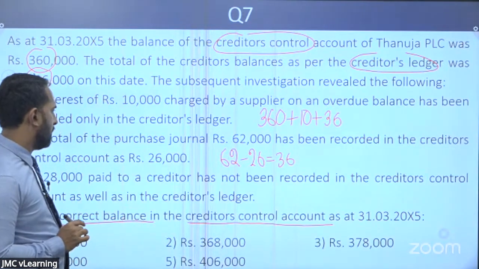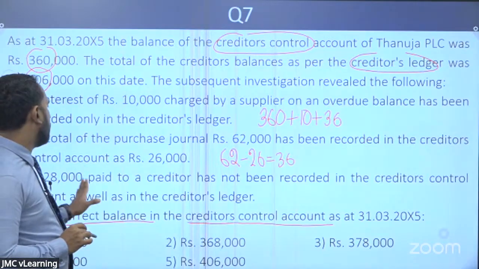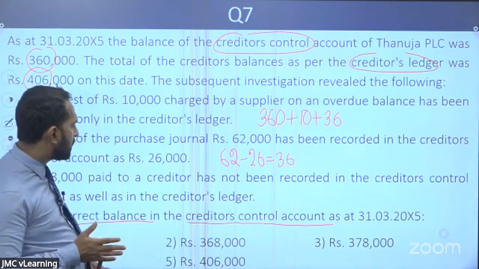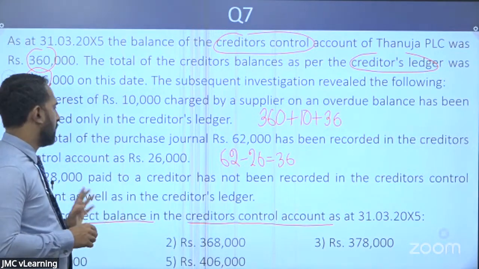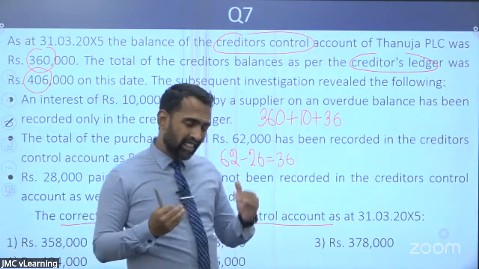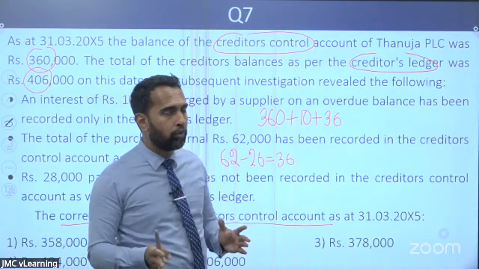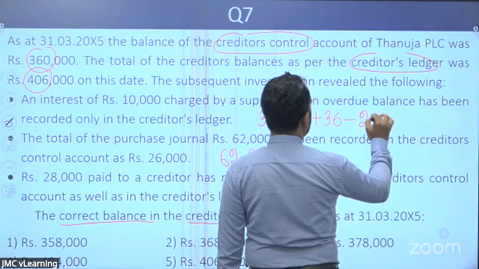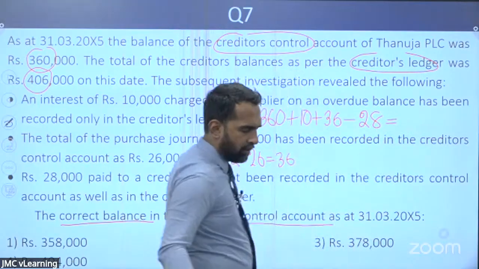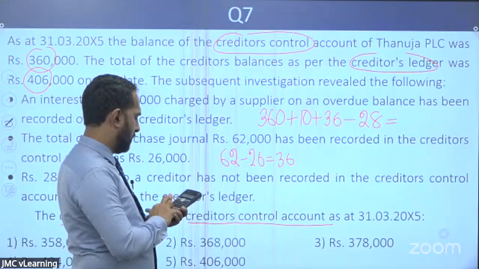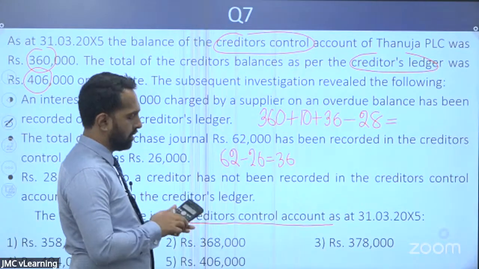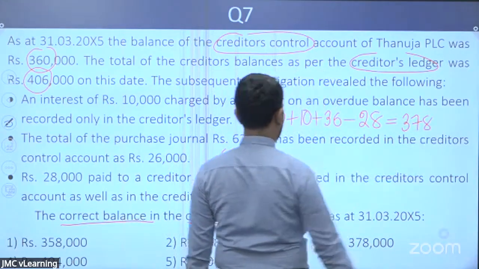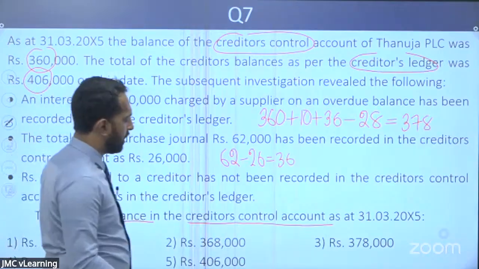In the last one, 28,000 paid to a creditor has not been recorded in the creditors control account as well as the creditors ledger. When you are making the payment, the creditors account should come down. It has not been recorded in two places. Since we are looking at the correct control account balance, we need to deduct the payment. So 360 plus 10 plus 36 minus 28. I'm getting an answer of 378. So the answer would be 378.